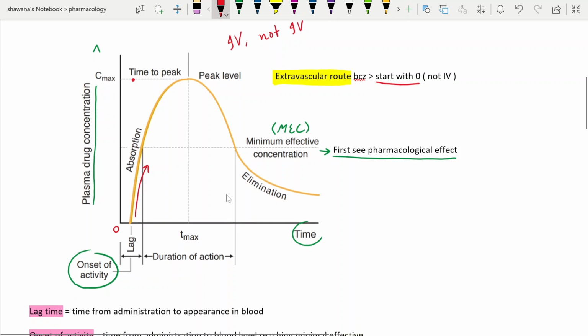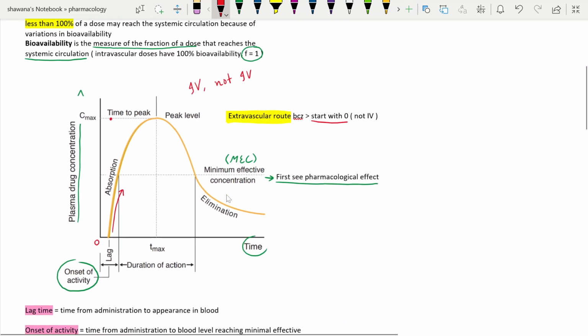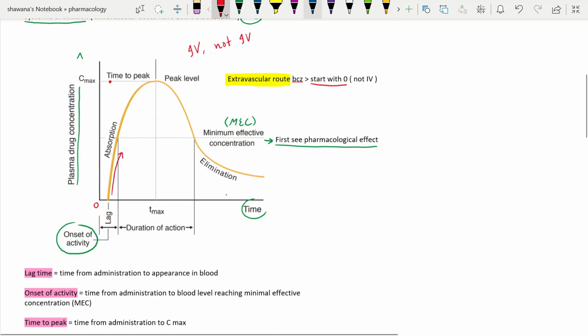So, let's talk about some terminologies in this graph. First of all is the lag time. Lag time is the time from administration to the appearance in the blood. This is the time at which the drug starts to appear in the blood, in the systemic circulation. It is the lag time for the drug.